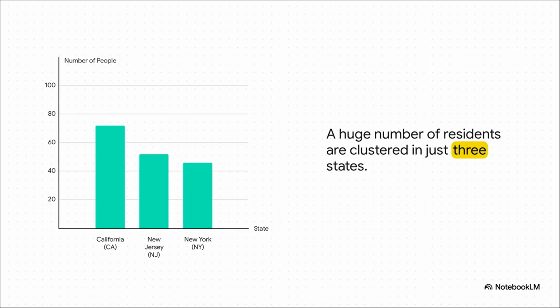We just looked at the states column and wow, just look at this. Out of all 50 states, a massive number of our 500 people are jammed into just 3. 72 in California, 52 in New Jersey, and 46 in New York. This is not a random sample of America, not even close.